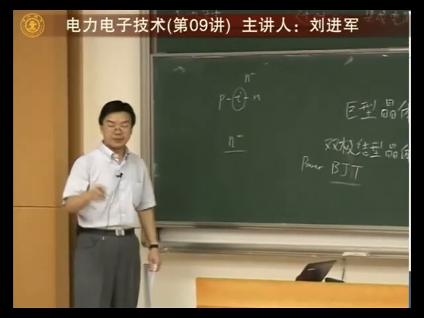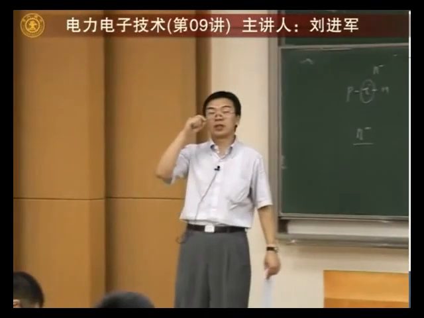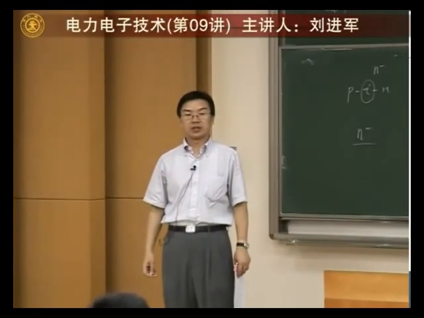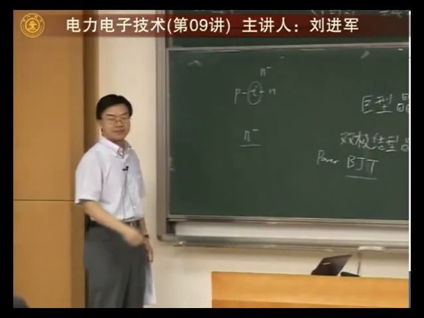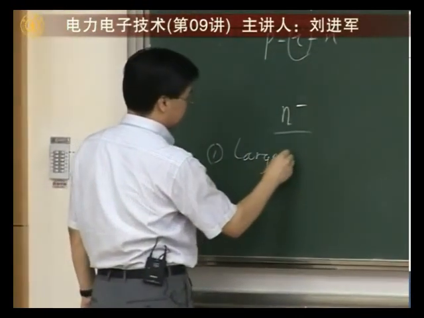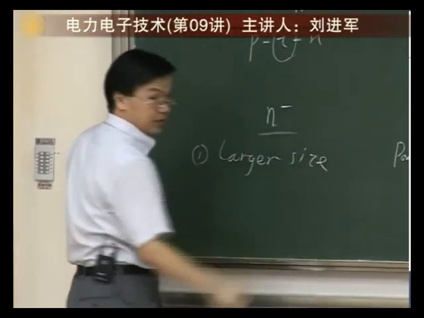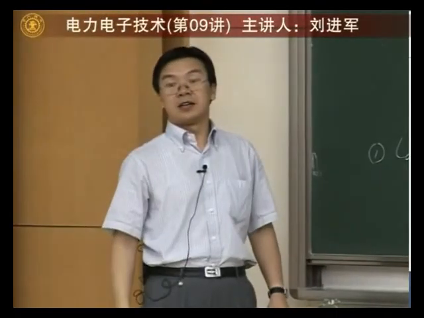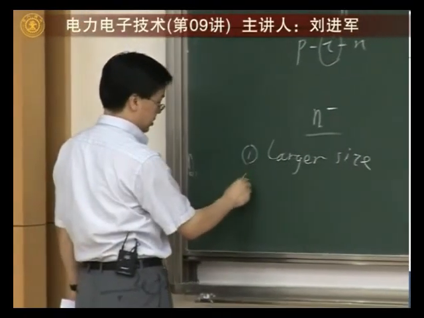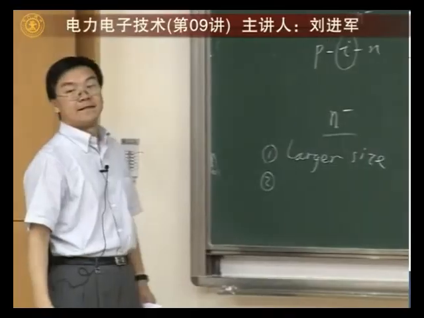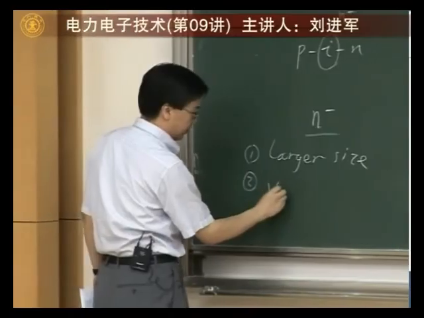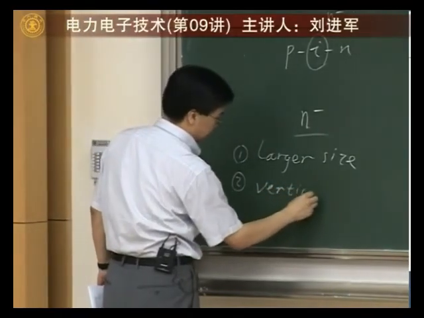do you still remember for power diode, what are the features that make power diode be able to handle large current? Do you still remember that? Larger size, somebody said, right. It has larger size, okay, of course. Larger size makes it possible to handle large current. What else? Not sure, still remember that. Vertical structure. This is a vertical.